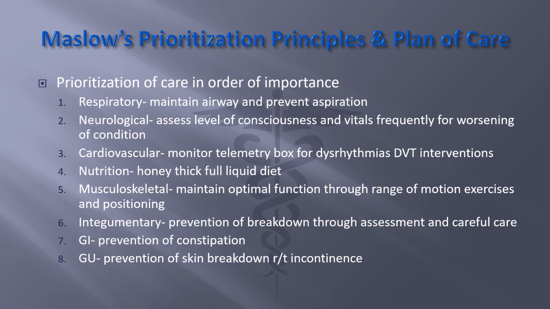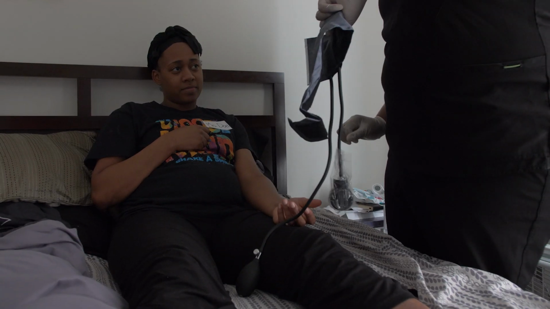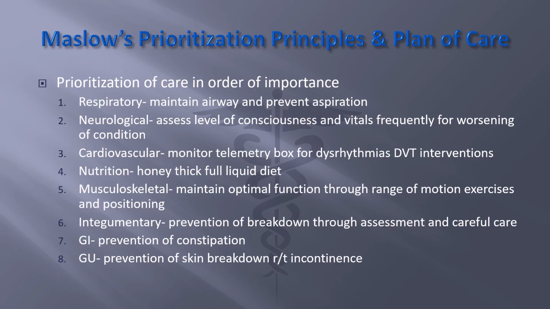Maslow's prioritization principles and plan of care. Prioritization of care in order of importance. First, respiratory. Maintain airway and prevent aspiration. 2, Neurological. Assess level of consciousness and vitals frequently for worsening of condition. 3, Cardiovascular. Monitor telemetry box for dysrhythmias and set up DVT interventions.